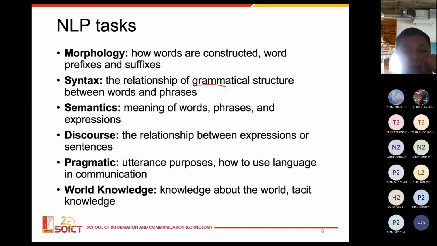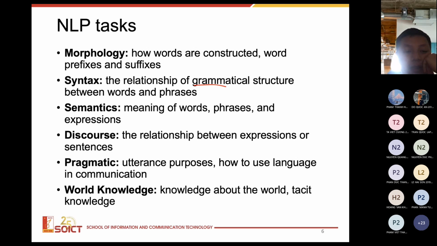We have another NLP task, the semantic task. In this task, the purpose is to understand the meaning of a word, a phrase, and an expression. For example, in this task, we want the computer to understand the synonym and the intent of the sentence, for example.